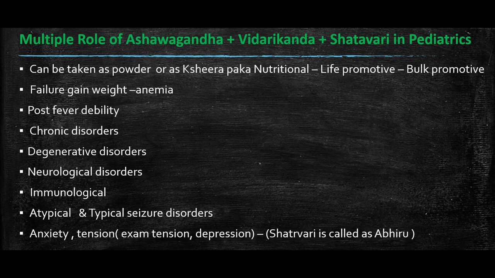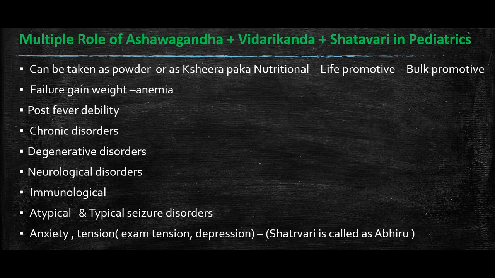Neurological disorders, this is one of the must drugs. Then, it is also good for immunological aspects. Atypical and typical seizure disorders. There are so many seizure disorders in childhood. Some of them are typical, some are atypical, some of them vanish by themselves. Okay, for example, febrile seizures. A child with a history of febrile seizure, go on giving this particular combination for months together because it is very good. It acts in multiple ways. So, that can be given.